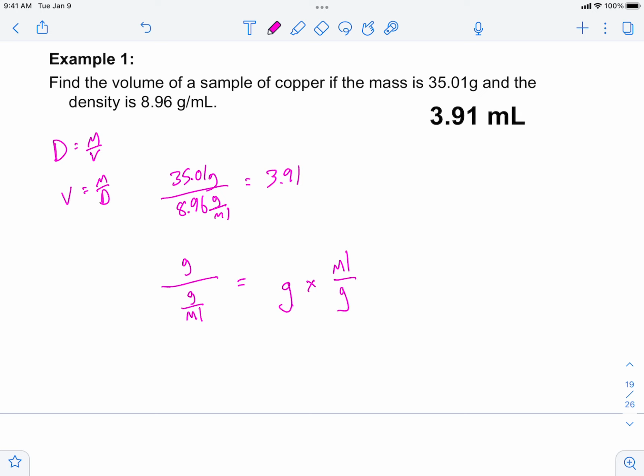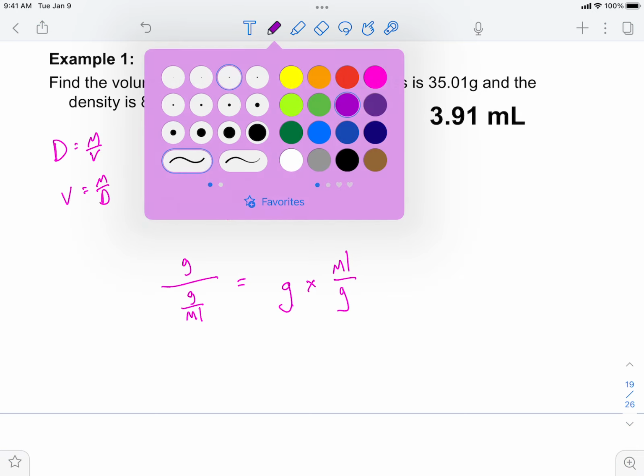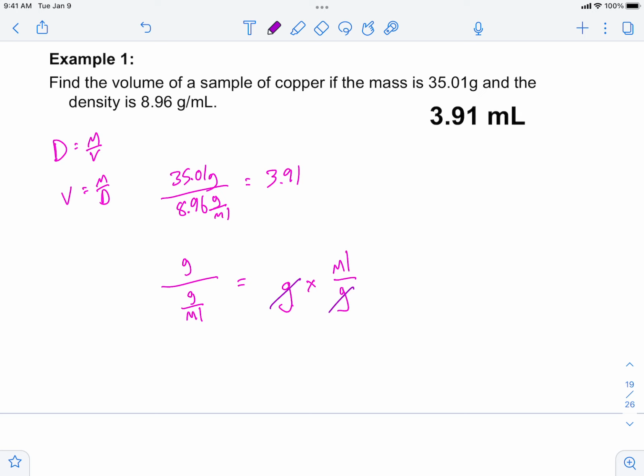Do you guys see that? Whenever you have a fraction in the denominator, pull out that fraction and flip it. The reason we do that is it becomes very clear that the grams are going to cancel and the only unit you're left with is milliliters. Okay? So that's an easy way to show how you arrive at the units that you have. The more you do this, the easier it'll get. So our unit is milliliters. Okay, let's try another one.